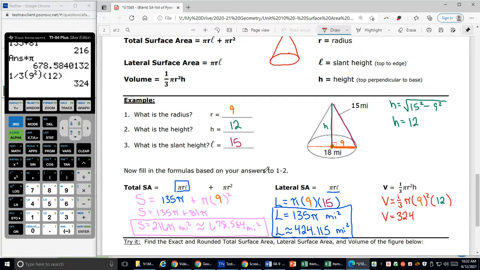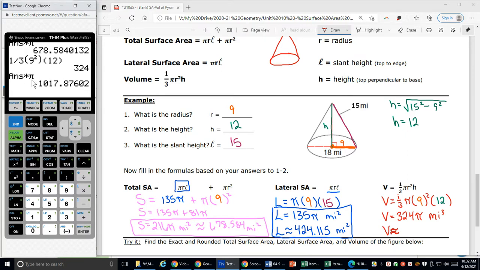Now, since I did not type pi in the calculator here, I still need to have it written on my paper as part of the answer, and these are cubic miles because it's volume. My volume is approximately, I should make these squiggly, equals 324 times pi. My answer of 324 times pi is 1,017.876 cubic miles. Both of these are good answers.